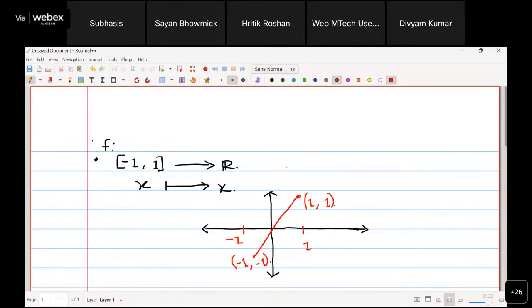If I take this horizontal line, let's say, then it will not intersect this graph, but still this function is 1-1. Now we can proceed. What do you want to say?